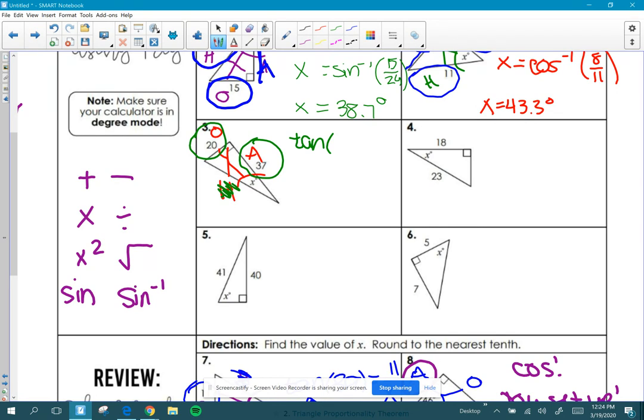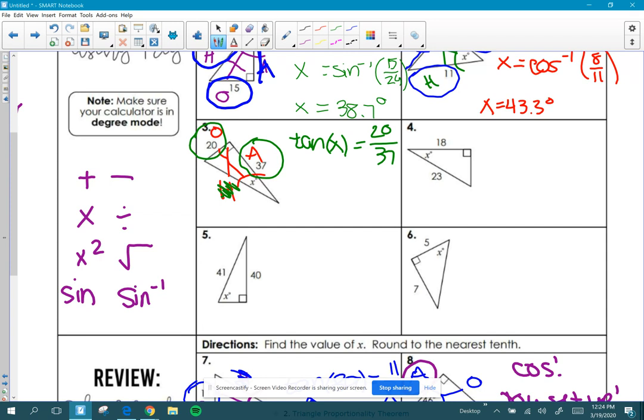For number 3, the angle will always be X because that's what we're solving for. We're finding the angle measure, so it will always be X. And then the opposite side is 20. The adjacent side is 37. That's my setup. If this was a test, you would get partial credit for just showing that setup. Then I have to take it a step further.